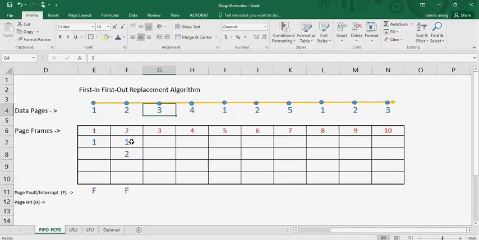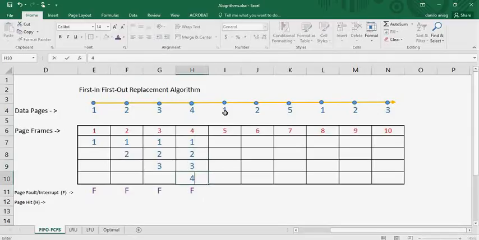Data page 3 is called upon. As you can see, 3 is not yet in the page frame, so that will be a page fault. So we're going to copy 1, 2, and then 3 gets loaded. Same thing with the next job, which is data page 4. 4 is not there, so that would result in a page fault. And we're going to copy 1, 2, 3, and then data page 4 will be loaded into the RAM.